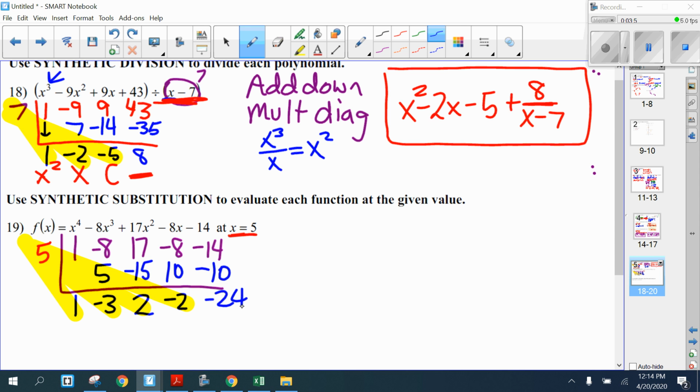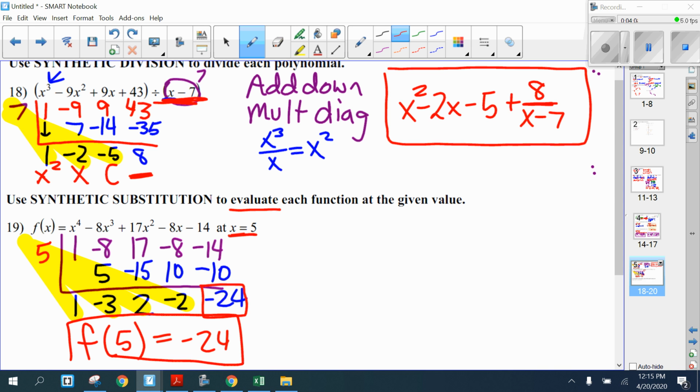So the thing that's kind of neat here is when you evaluate, this last number right here is the answer. The answer to this problem is -24. Or f of 5 equals -24. That's the answer. Another way of doing this problem is just to take 5 and plug it in. Plug it in, plug it in, plug it in, plug it in, and evaluate. So if you did that, you should get the same exact answer, -24.